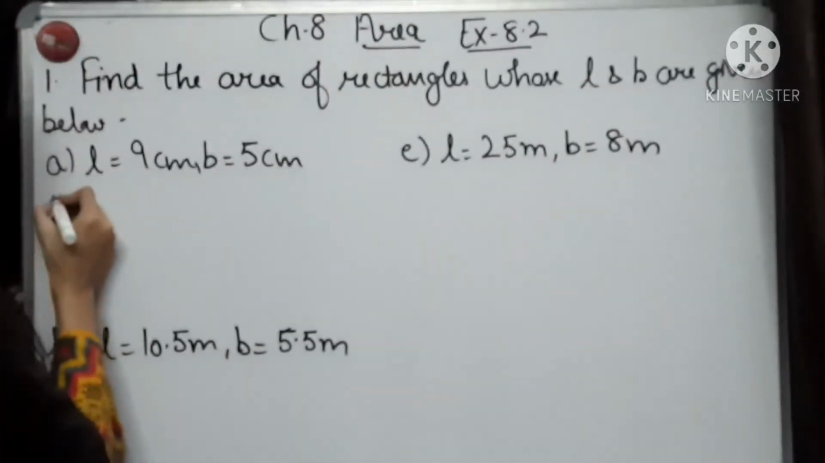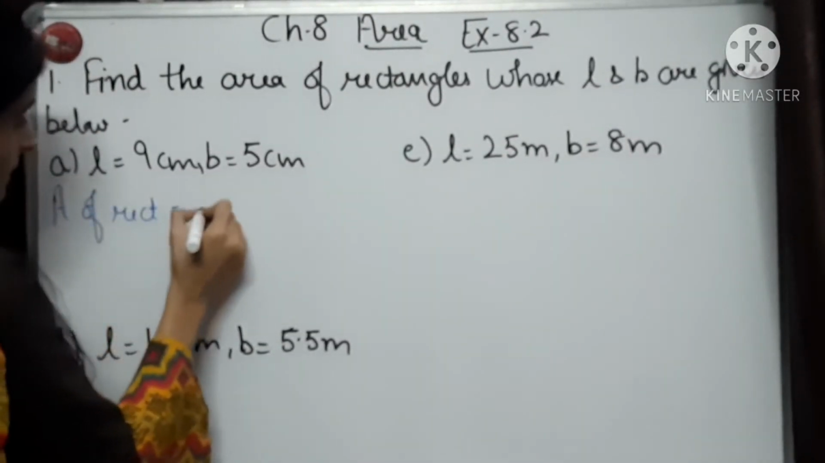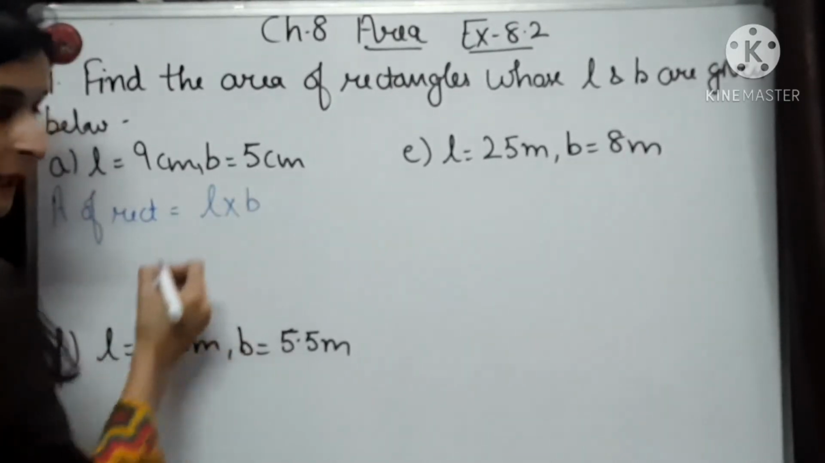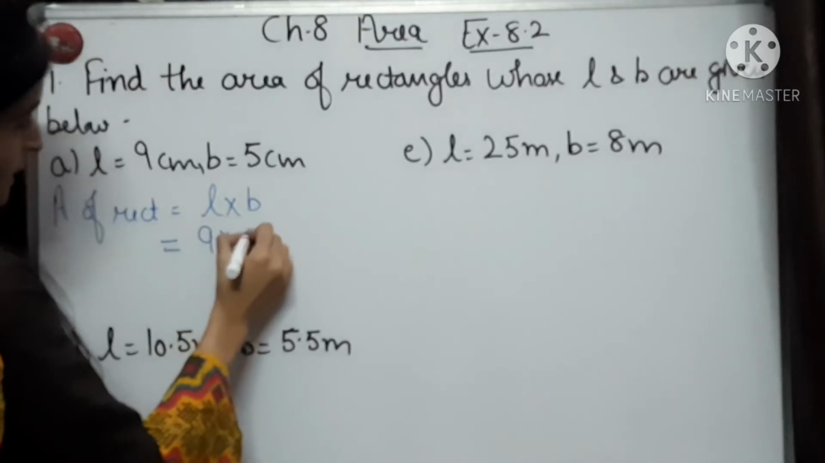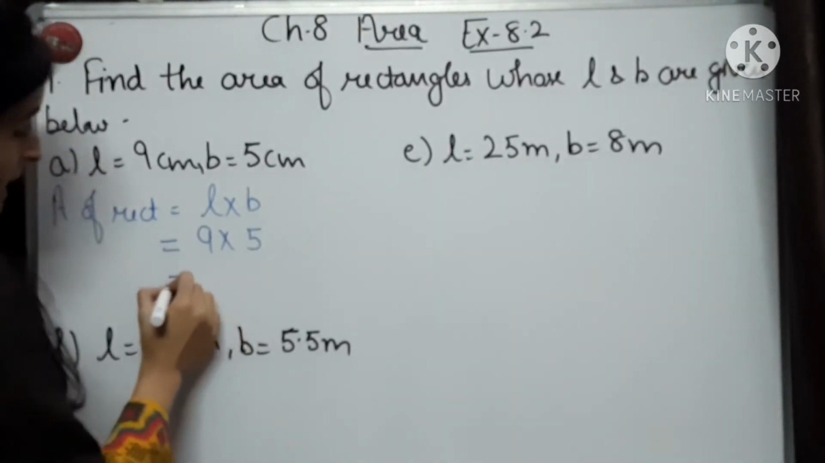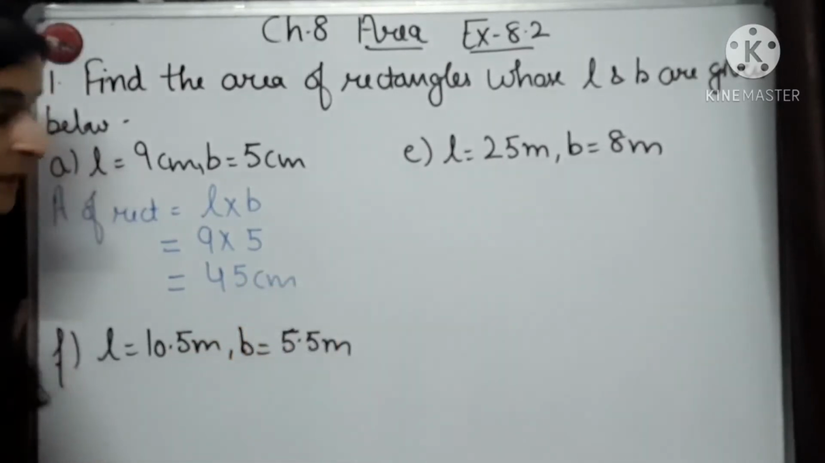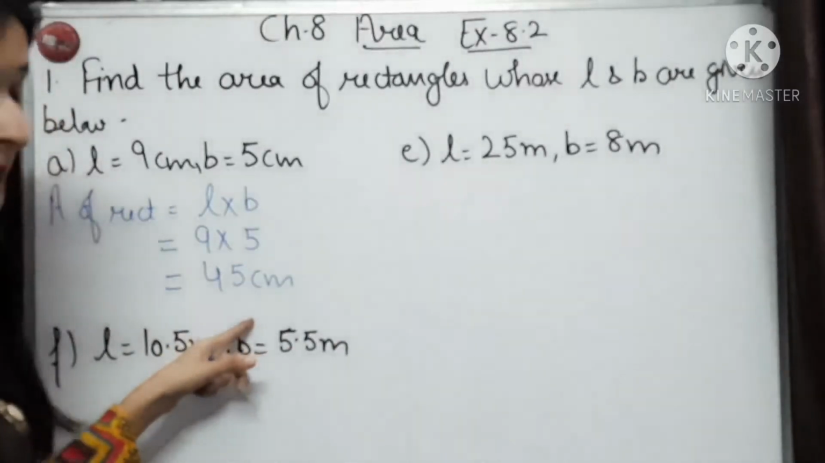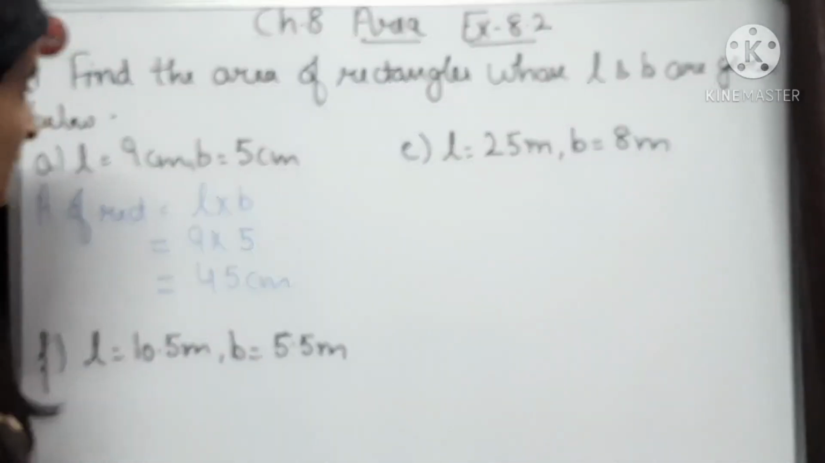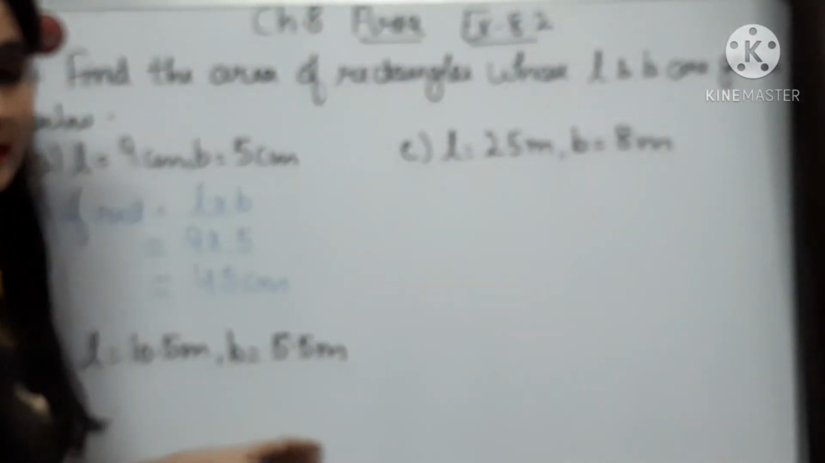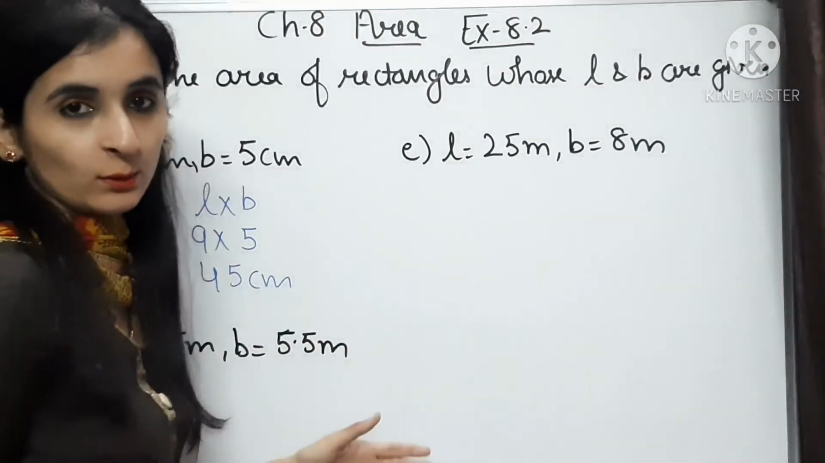And as we all know that formula for finding area of rectangle is equal to length multiplied by breadth. So it means we have to multiply this 9 centimeter by 5 centimeter and 9 5s are 45. So 45 centimeter will be the area of this rectangle. Now let's come to E part. I have taken E and F part after part A, and rest of the parts you will try to do yourself.